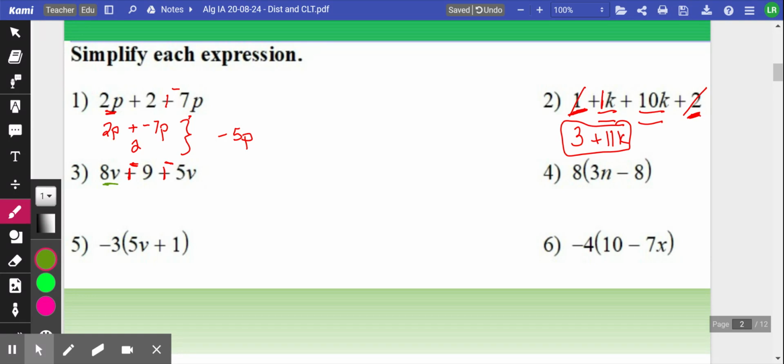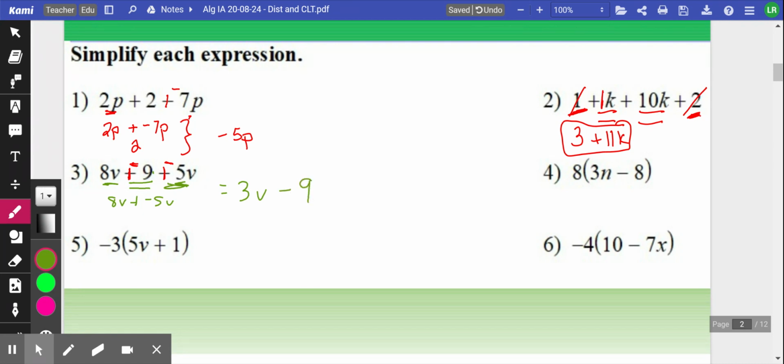All right. We got the 8V. What goes with the 8V? The 5V. So I'm going to add those two. Sorry, that's not a 5V, that's a negative 5V. So I have 8V plus negative 5V. If it helps you to write it down and see it, write it down. 8V plus negative 5V is 3V. And then the negative 9, it's the only one of its type. So drop it like it's hot.